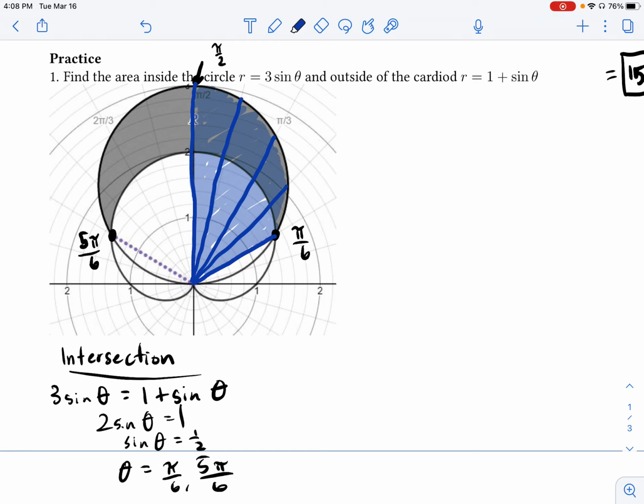from pi over 6 to pi over 2. So when I integrate my circle from pi over 6 to pi over 2, this is what I would get. All right, something like that. So let's set that up. So this blue area that I'm finding here is the integral. So I'm going to say 1/2, pi over 6 to pi over 2, and my polar function was 3 sine theta. I'm going to square that, d theta. So that's going to give me that entire blue region there.